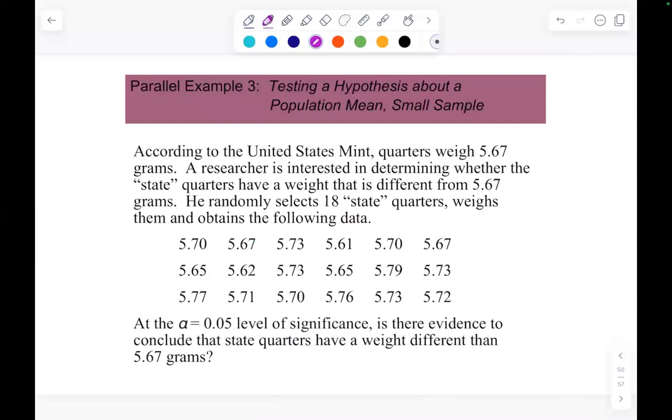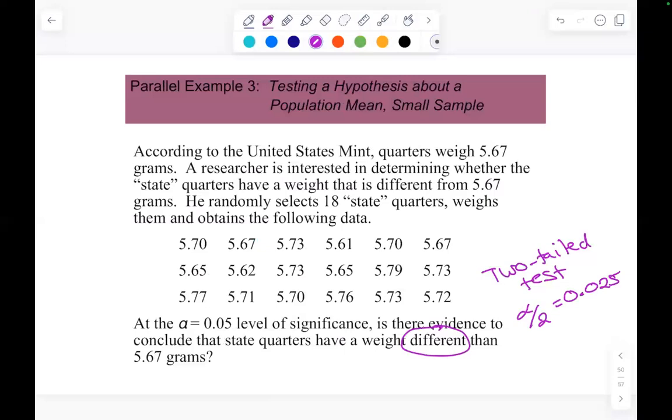So before we calculate our test statistic and our p-value, what I would like to do is find our critical value. It says the word different. So we're going to use a two-tailed test. So my alpha divided by 2 is going to be 0.025. 18 is definitely less than 10% of the entire population. We are assuming it's normal, and it does tell us that it's random. That's what we're doing right now. We're going to assume it's normal, and we have random.